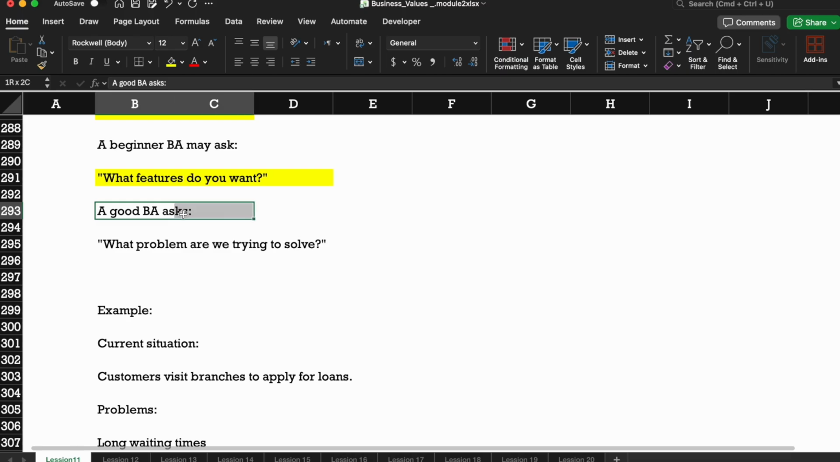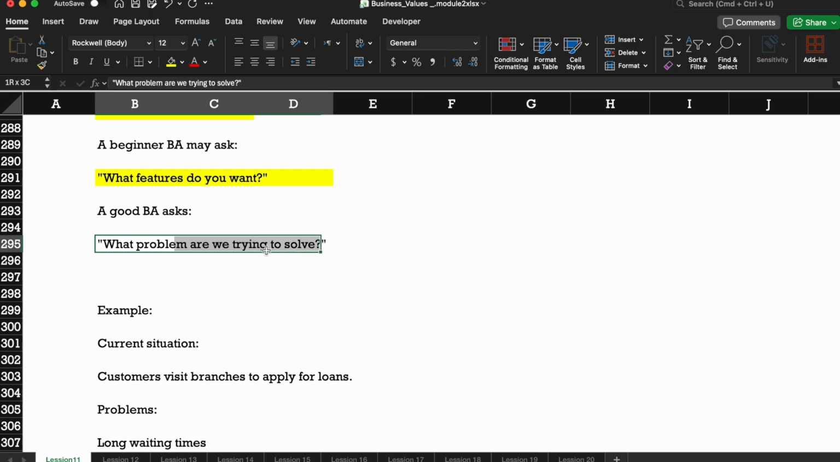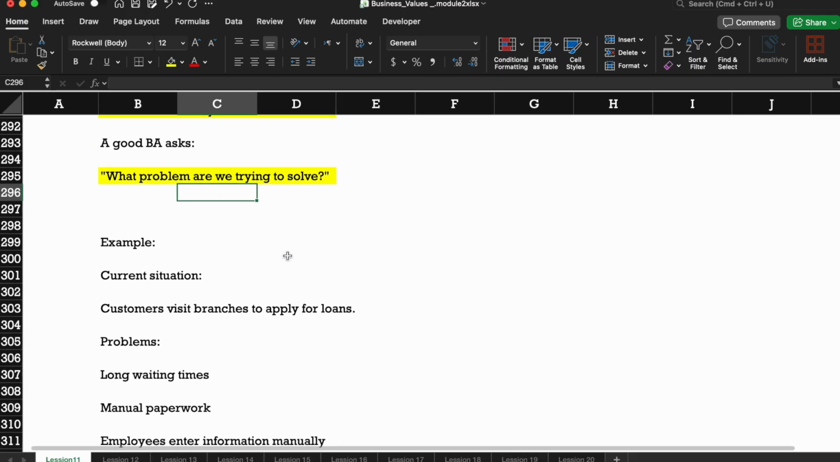A good BA asks differently, because business people don't understand features. Yes, when you are talking to your team, developers, testers, you can mention features, but when you are communicating with the business stakeholders, you can rephrase this question: what problem are we trying to solve, right?